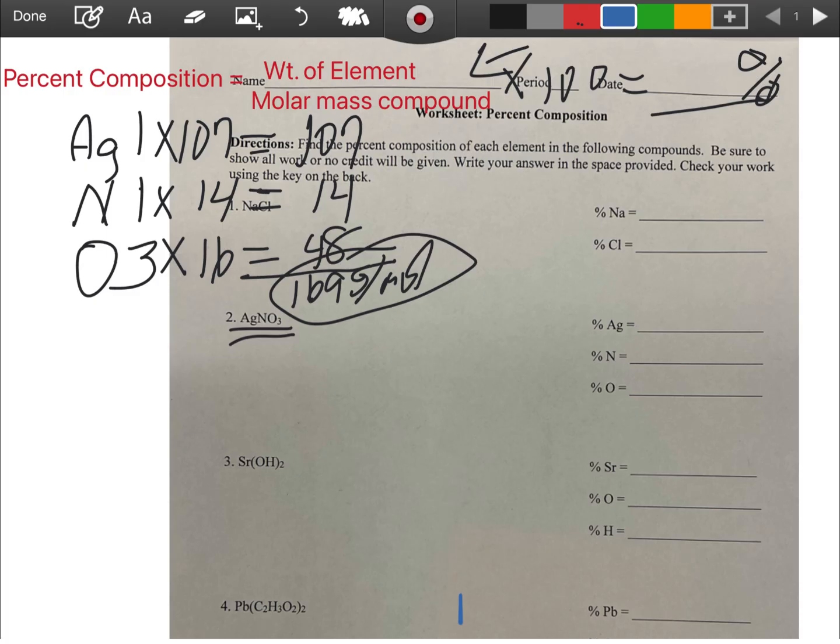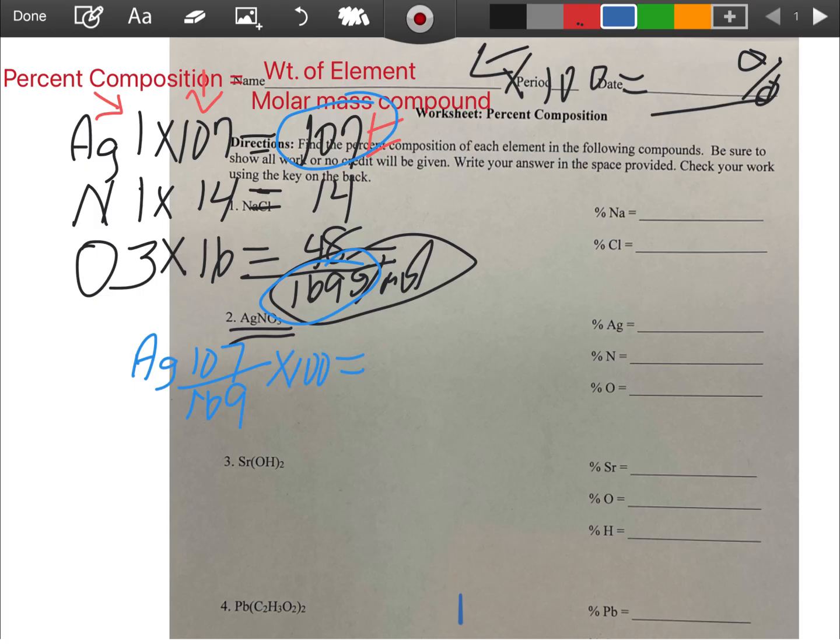All right, let's do it over here. You have to put the amount that you have times the weight from the periodic table, and your total molar mass is going to be that third square. Okay? All right, so now let's do the percents. For silver, you get the total weight of silver, which is 107, and divide that by your total molar mass, so divided by 169 times 100.